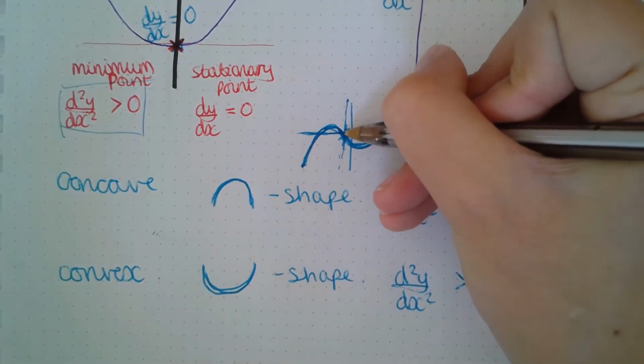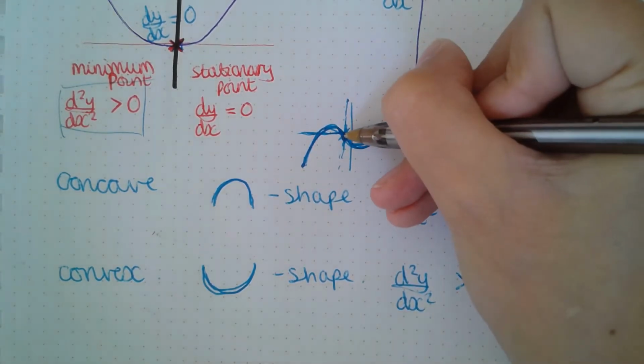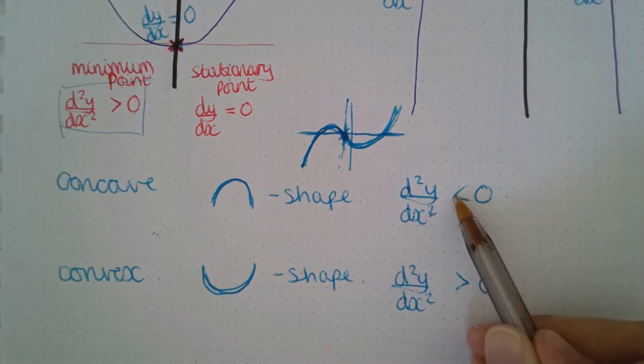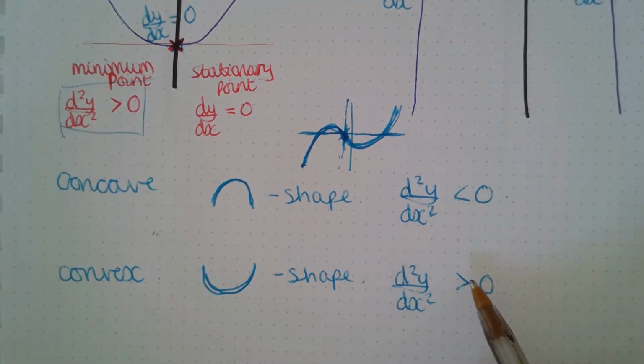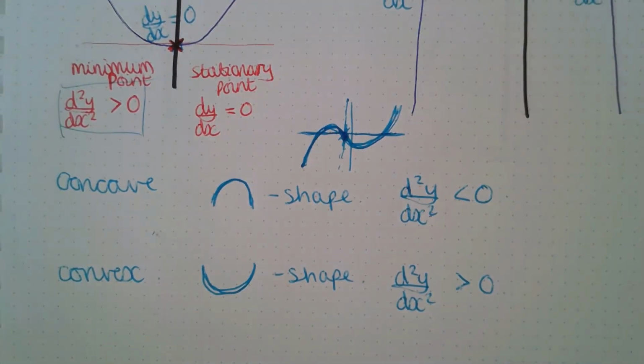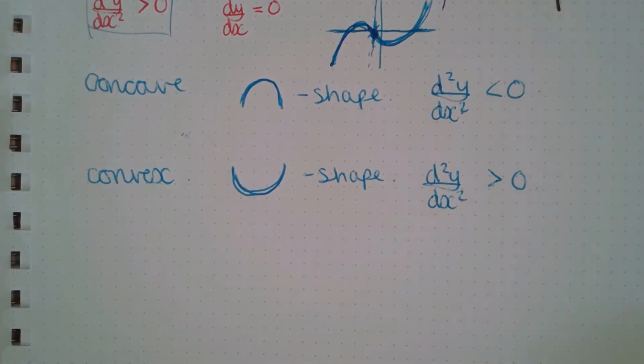In between concave and convex, we have a different point. We've got our second differential less than 0, and our second differential greater than 0. But what if it's equal to 0? That's what we call a point of inflection. Our point of inflection always has the second differential equal to 0. We will come back to that.